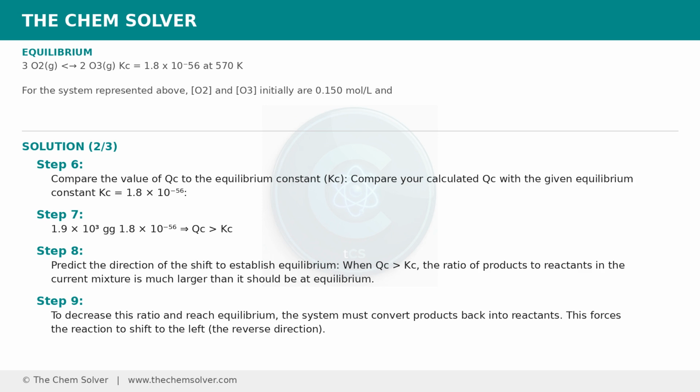Predict the direction of the shift to establish equilibrium. When Qc is greater than Kc, the ratio of products to reactants in the current mixture is much larger than it should be at equilibrium. To decrease this ratio and reach equilibrium, the system must convert products back into reactants. This forces the reaction to shift to the left, the reverse direction.